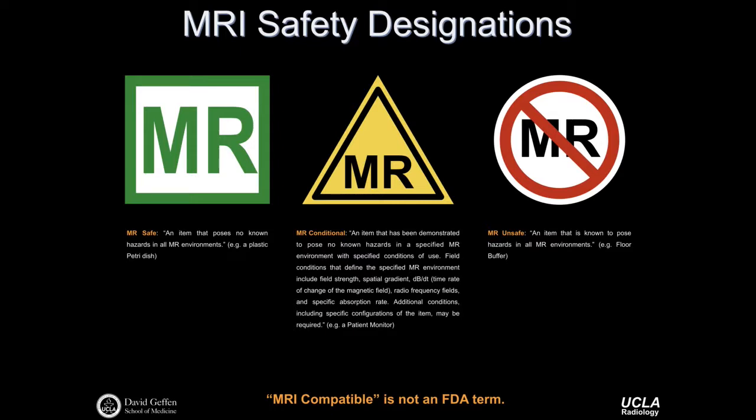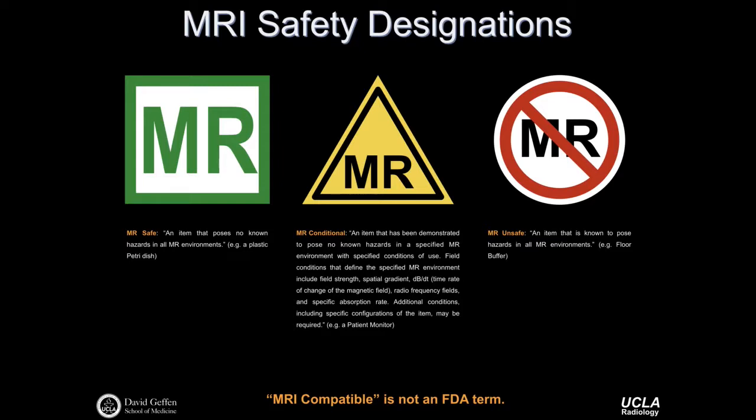It's possible that a device could obtain MR conditional labeling, and that is to state that an item has been demonstrated to pose no known hazards in a specified MR environment with specified conditions of use. And so the bottom line here is that some devices can be brought into an MR environment, but only if the MR system is operated in a specific way, which in some sense limits the MR performance so that the exam can be procured safely while a patient has a particular MR conditional implant.